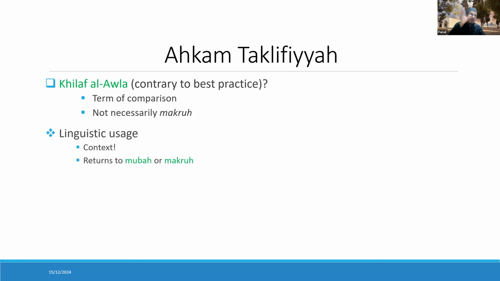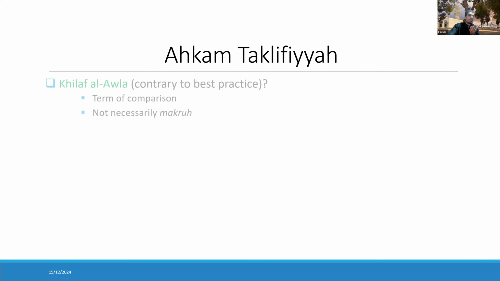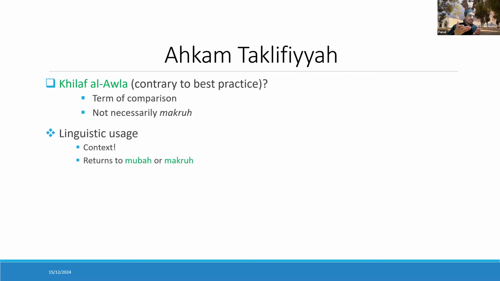And so this is important, that whenever you see this, it's easier to simply read it according to its linguistic usage, and you look at the context, and whether it's mubah or makruh ultimately goes back to the context in which the word is used. But it's important to understand khilaf al-awla is not a separate category to the 5 that we mentioned before, but it's included within mubah or makruh. It's included within mubah and makruh, and you determine that based on the context. This is important to understand, right? So that's khilaf al-awla.